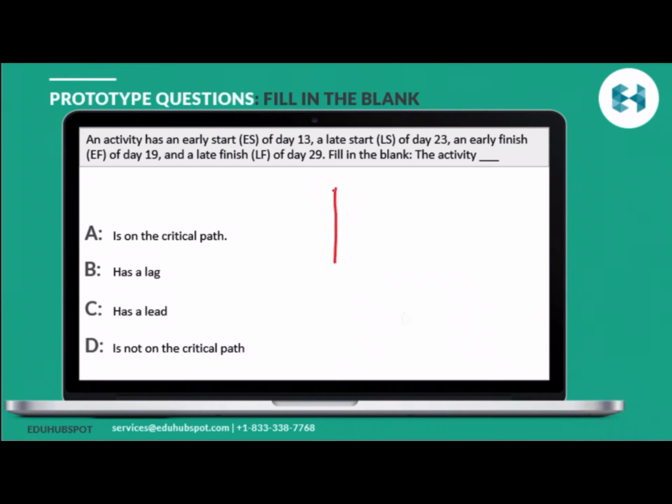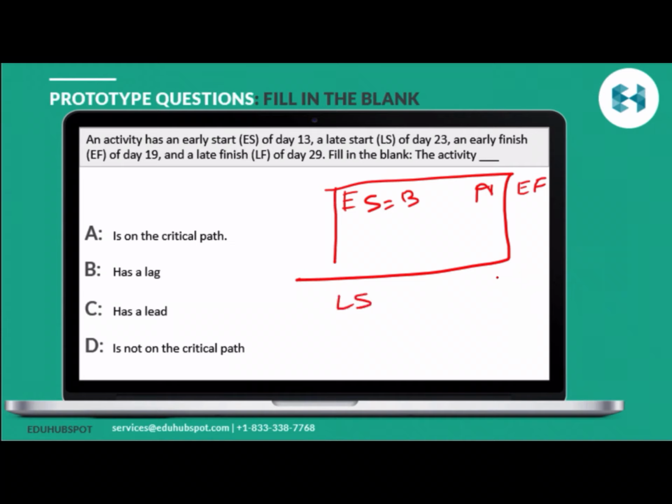So it says an early start. This is your early start. This is your early finish. So basically this is 13. This is your 19, which is your early finish. Okay. This is your late start and this is your late finish. What is your late start? It is 23 and your late finish is 29. Okay. My handwriting is very bad.